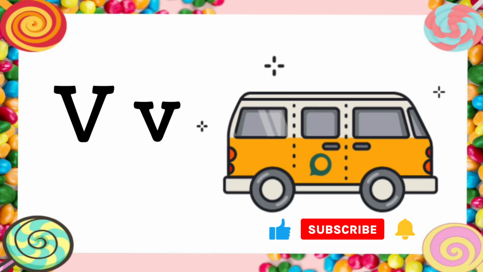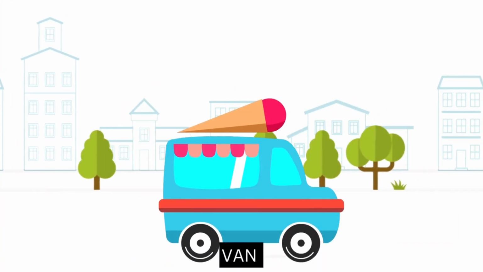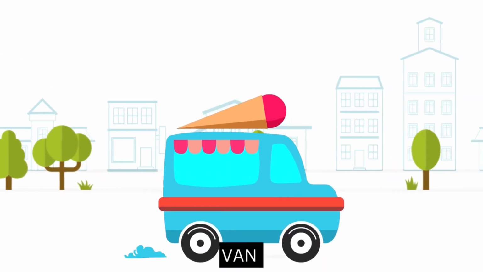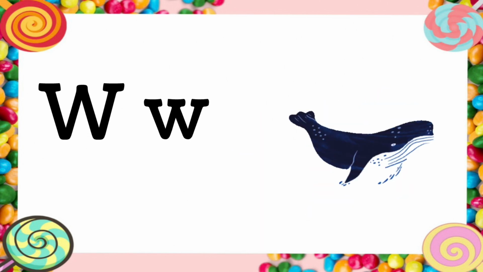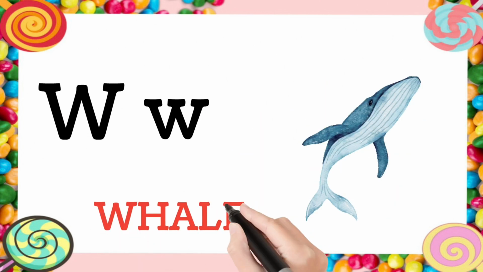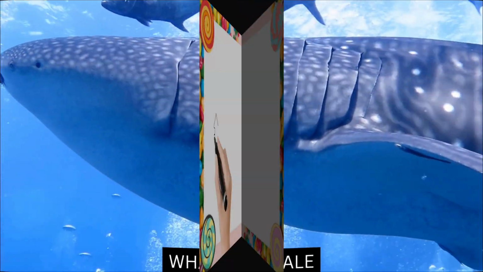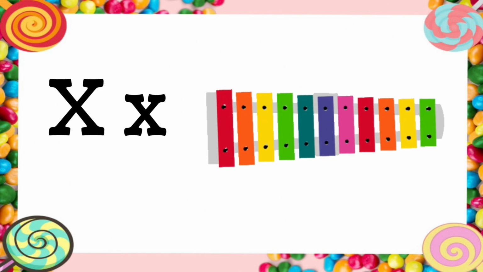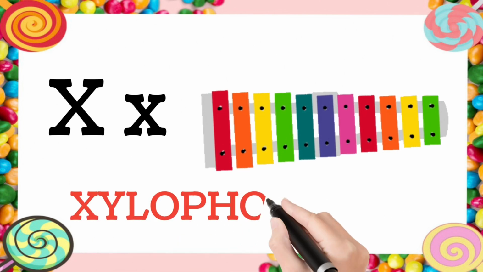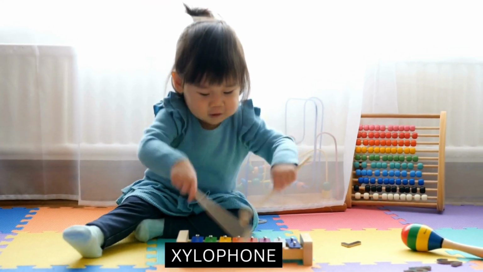V. V is for van. Van. W. W is for whale. Whale. X. X is for xylophone. Xylophone.